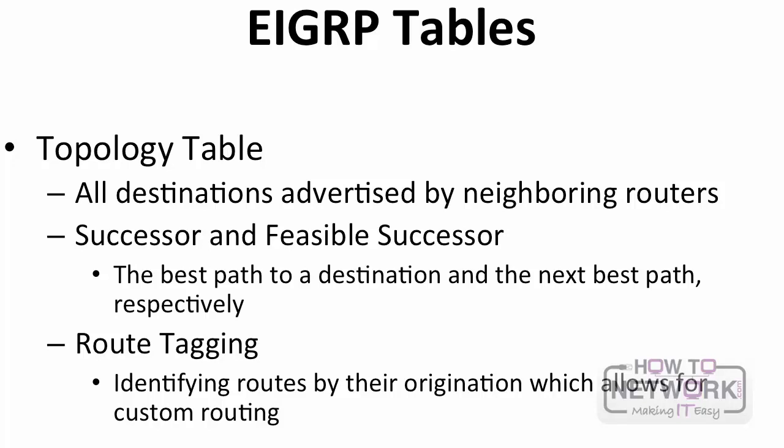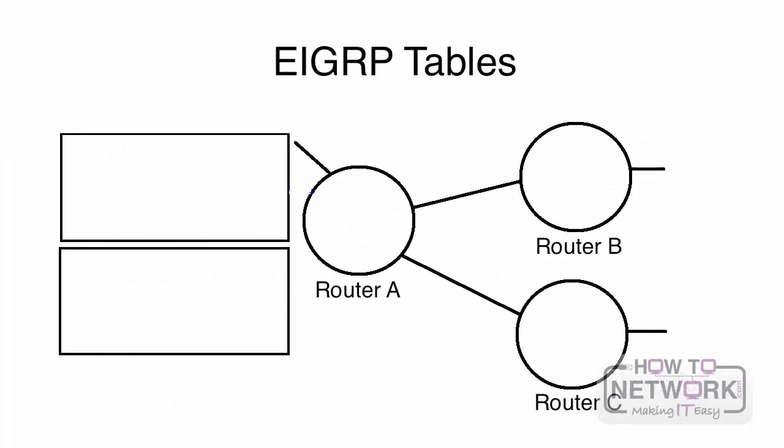Now remember, within topology table, you can see the route tags. So in EIGRP, you can actually perform route tagging. And all you really need to know for now is that you can identify routes by their origination, which allows for custom routing. So you can tag those routes with a manual entry. So that's all you really need to know for now.